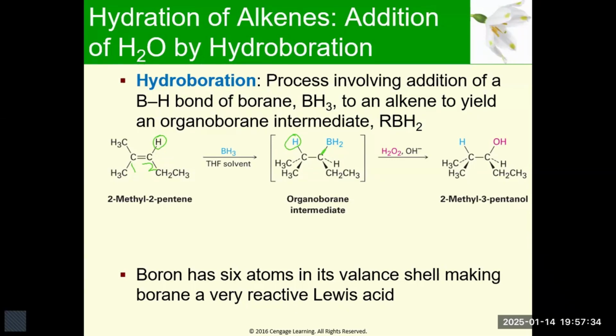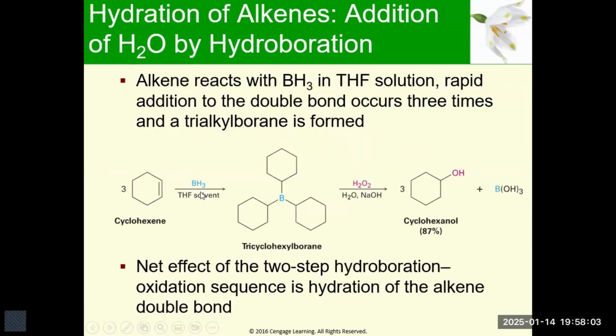And again, this happens actually 3 times, and we're going to show that in the next slide. But overall, you treat it with peroxide and a base, and the boron portion ultimately gets replaced with the OH. And so that's just an oversimplified reaction step showing one of the intermediates or a portion of the intermediate. Just make note that boron has 6 atoms in its valence shell, making boron a very reactive Lewis acid. Okay, if you guys remember, it is a Lewis acid.